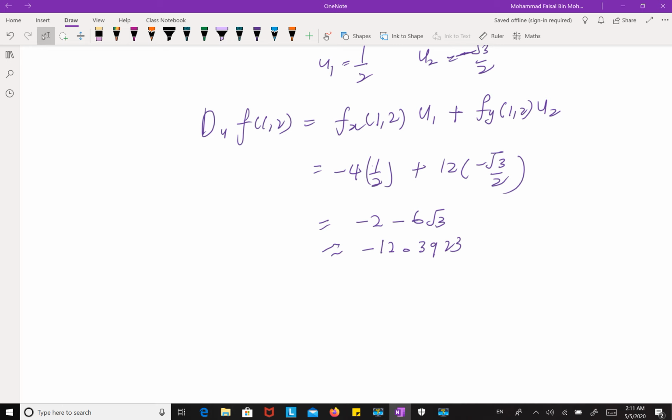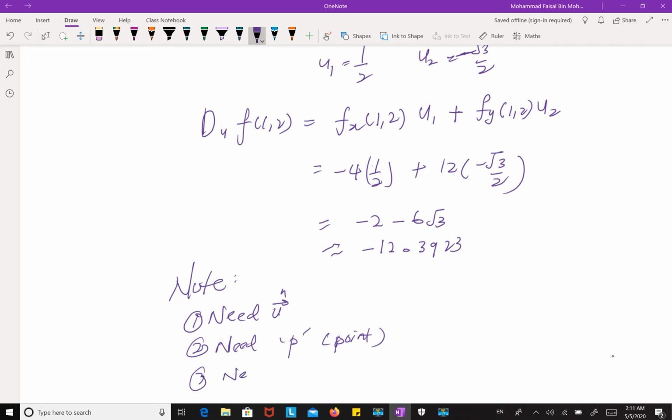So in this case, you need the unit vector, the given direction, you need the point P, and then you need the gradient f. So this is for the directional derivative. And then we see some examples, next example.